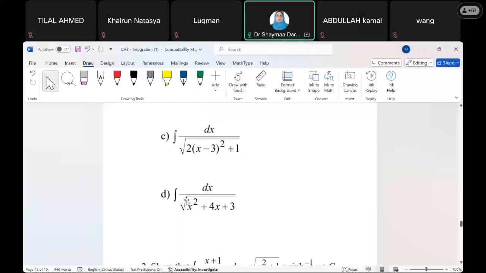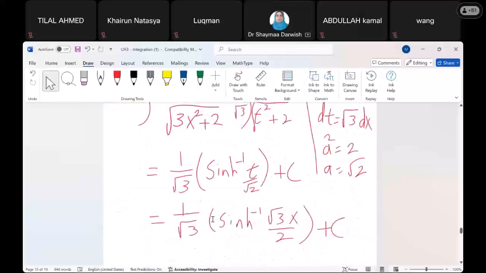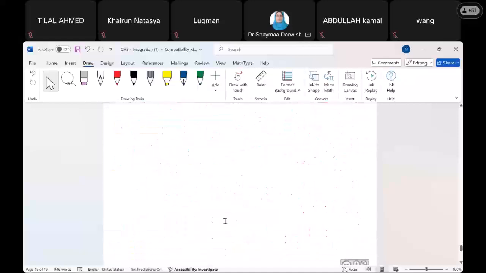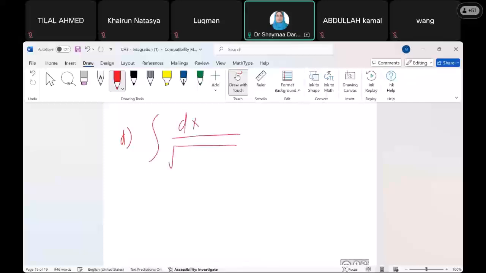Next, integration dx over square root of x squared plus 4x plus 3. Okay, this also is a kind of formula. How do I know? Because we have a constant here and a quadratic equation under the square root. So we need to apply the formula.